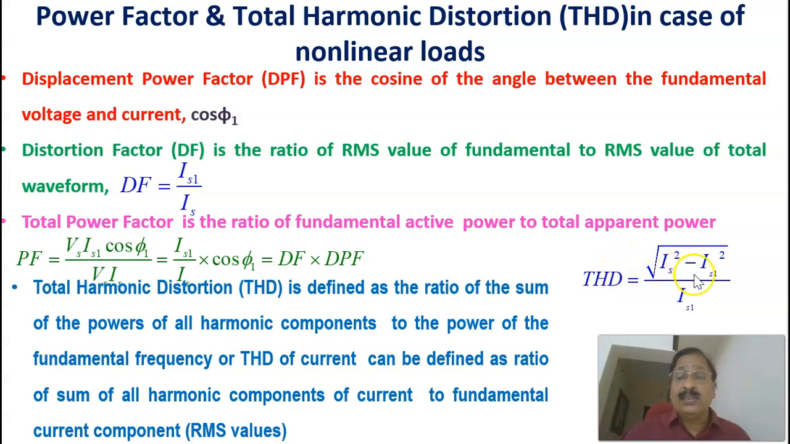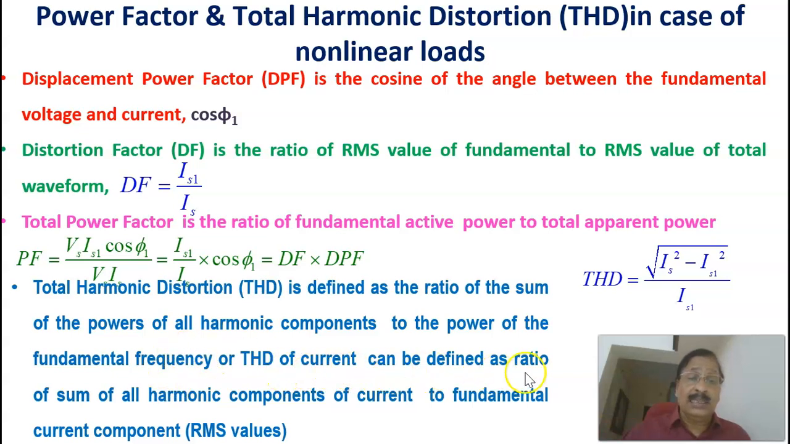Therefore, to find the harmonic component, the square root of Is squared, which is the RMS value of the total signal, minus Is1 squared, the RMS value of the fundamental. If you subtract the fundamental Is1 squared, the numerator is the RMS value of the harmonics, and the denominator is the RMS value of the fundamental. Therefore, how much harmonic is there related to the fundamental indicates the total harmonic distortion.